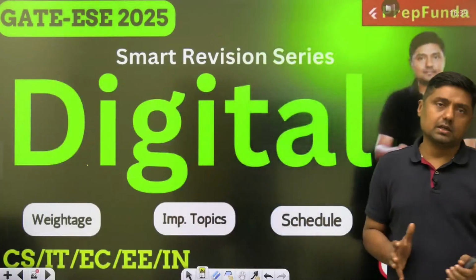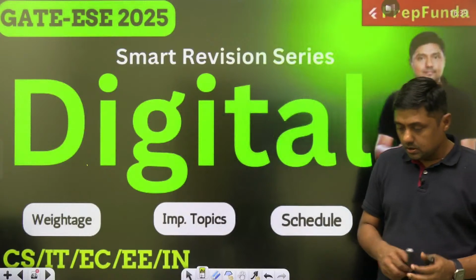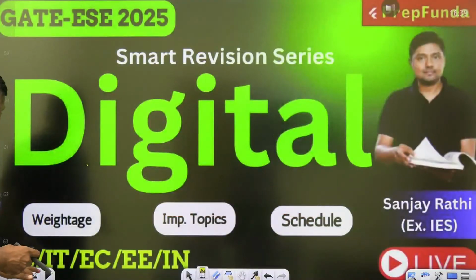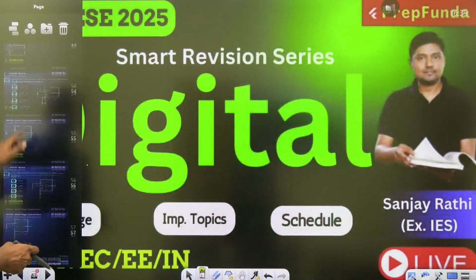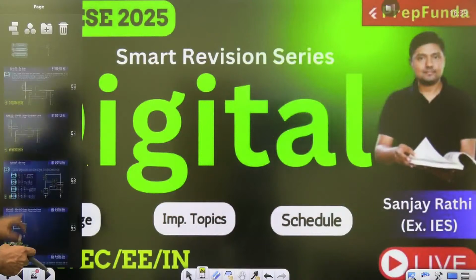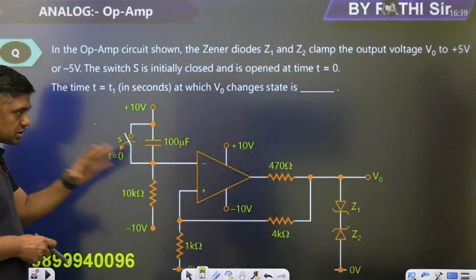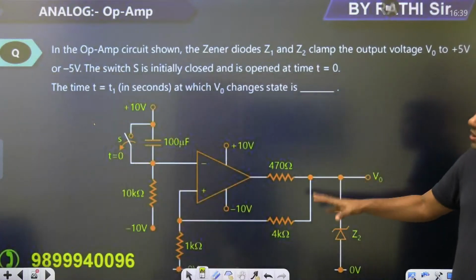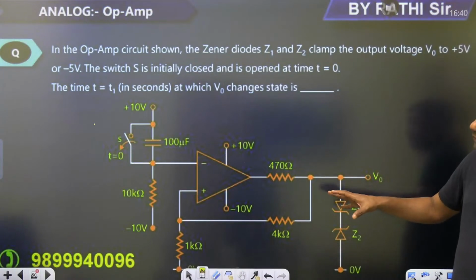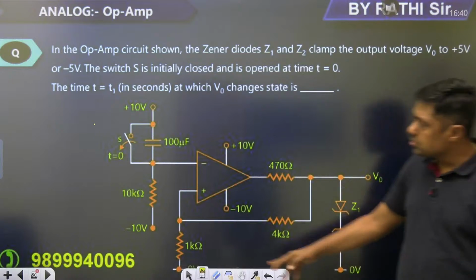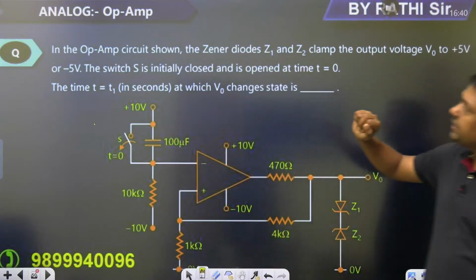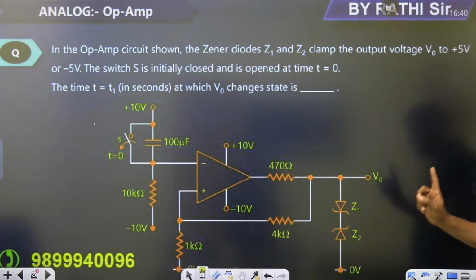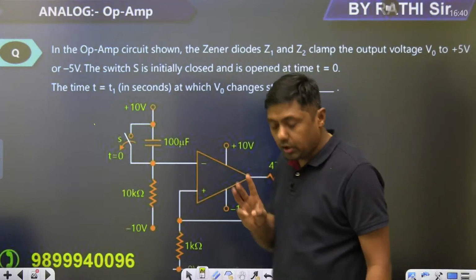Concepts with numericals. Now again I am going to start one important topic for you. For example, watch this question, guys. This is a question based on multivibrators, because there is a positive feedback, one capacitor is connected in the op-amp circuit, and the Zener diodes are connected here. Now this single question will take around 30 minutes.